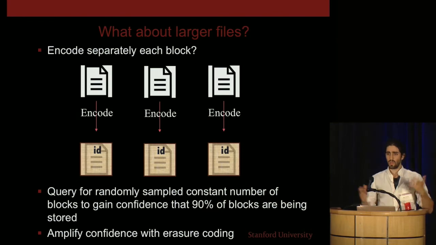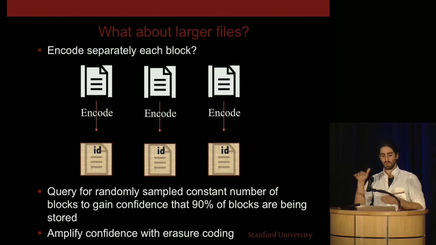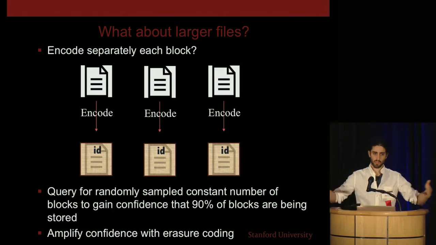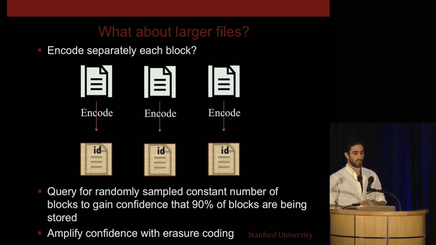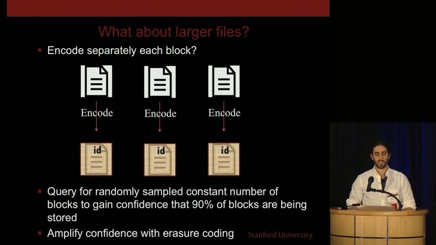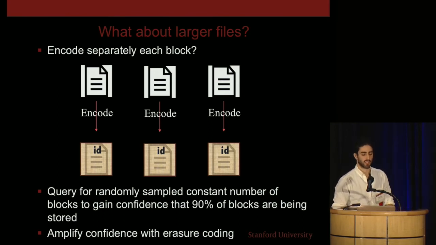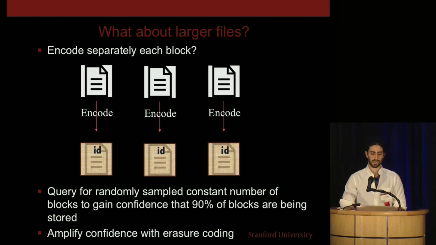So what would we do about larger files? Well, one idea would be to encode each block of the file separately. We break the file up into blocks, and then we do a slow encoding of each block separately. And then the verifier would query just for a randomly sampled constant number of blocks in order to gain confidence that, say, 90% of the blocks are being stored. And if we also apply erasure codes to the original data, then that would amplify this confidence to 100%.